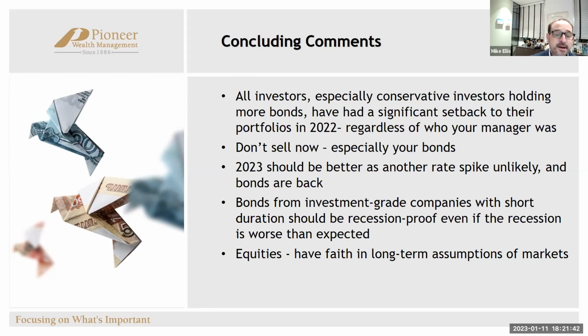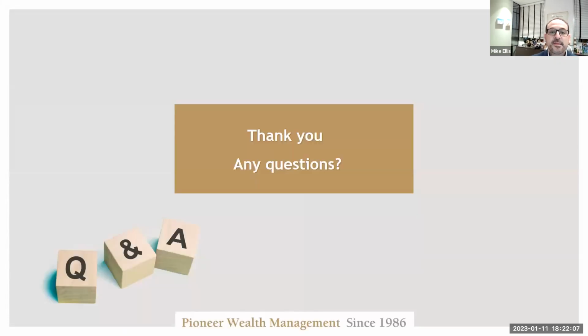2023 should be better. We don't expect another rate spike. We like investment grade bonds, 2 to 3, max 4 years in length, giving us 5 to 6% return, high quality names. That's what we believe is recession-proof investing. Equities, have faith in the long-term assumptions of the market. You should be fine. And that is all.